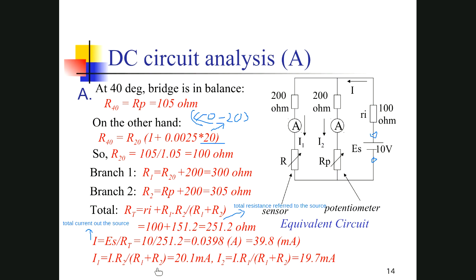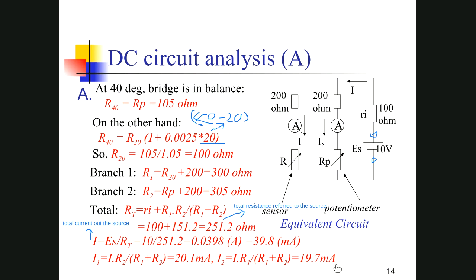So we can estimate that the current on branch 1 at this moment is 20.1 milliamperes. And meantime, the current on branch 2 can be estimated in a similar way. That is, the total current times branch 1's resistance over the total resistance, which is estimated at 19.7 milliamperes.